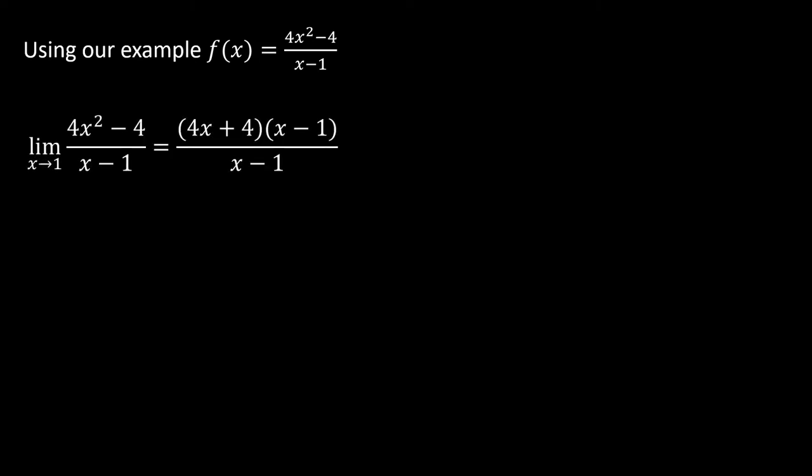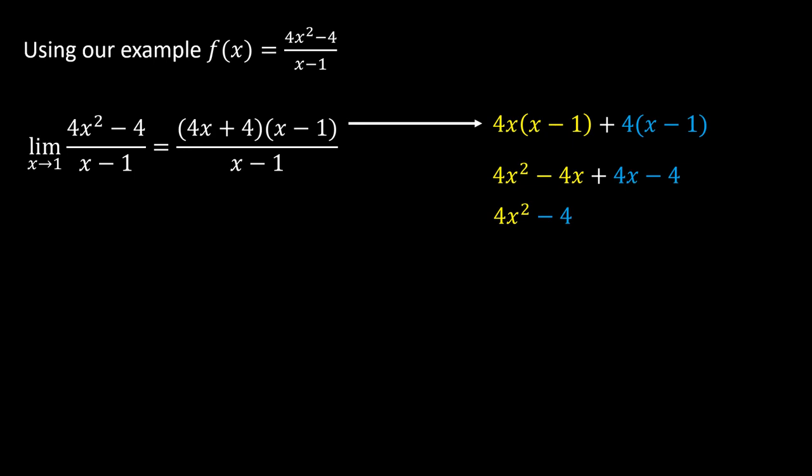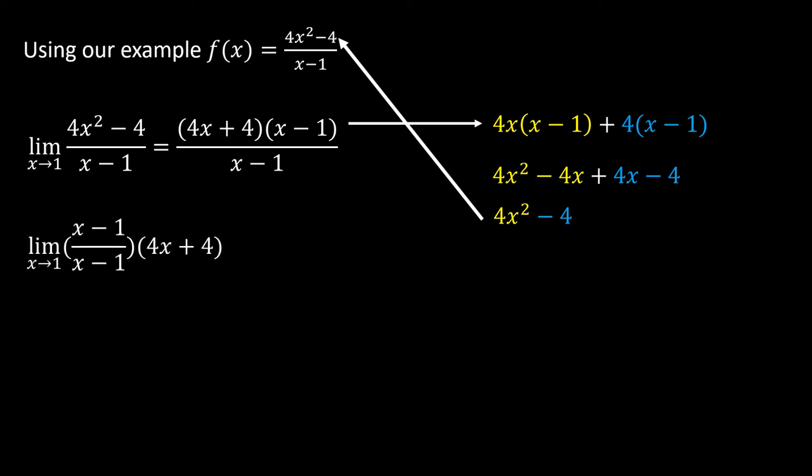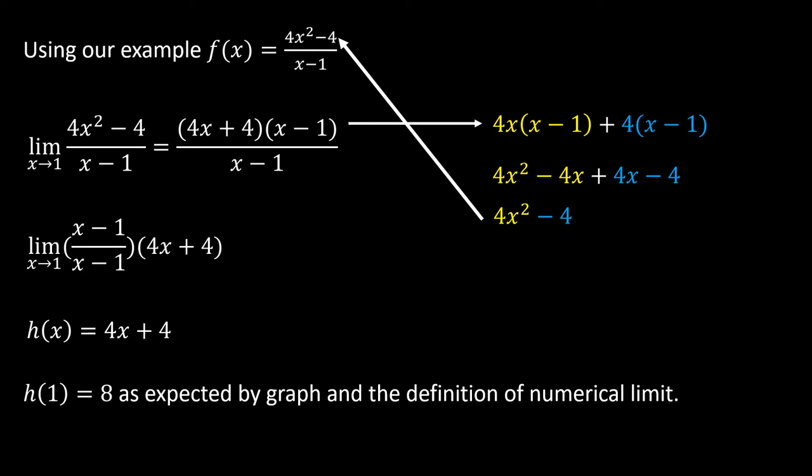So with our example equation, we can factor out x minus 1. The algebra in blue and yellow show the reverse expansion back to the original numerator. We then immediately see that x minus 1 divided by x minus 1 is in the form g(x) over g(x), and so is simply 1. Now our modified function 4x plus 4 is clearly defined at x equals 1 and is equal to 8. This is the limit we determined for our original function 4x squared minus 4 divided by x minus 1, using a graph and also a table of values as x approaches 1. And so this demonstrates that our new method is clearly working.